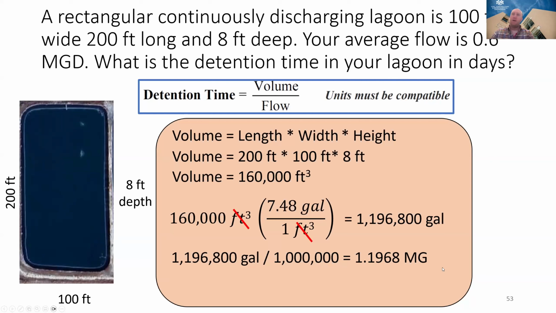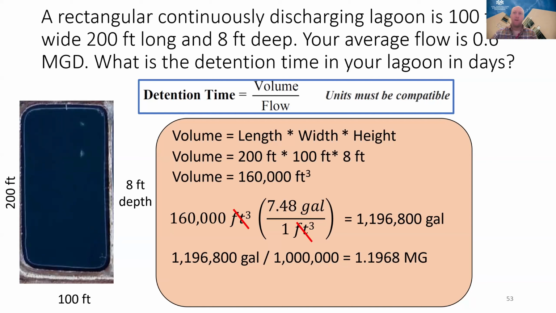And so we wanted it to be in million gallons because in our question, it gives us our average flow of 0.6 million gallons per day. So we had to have that in million gallons, so those units will cancel out. If our question gave the flow in like gallons per day or cubic feet per day, we wouldn't have had to do those conversions. But we need to make sure our units are compatible so we can cancel those out. So now we have our units compatible.